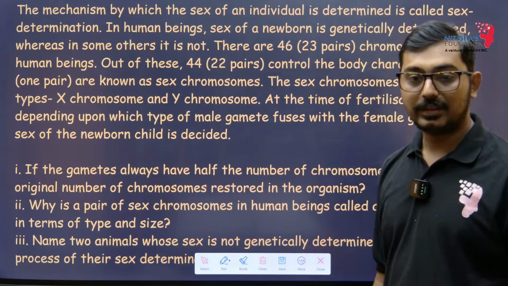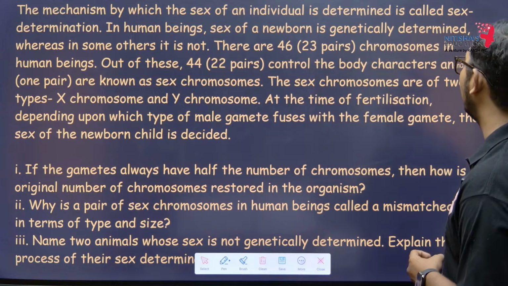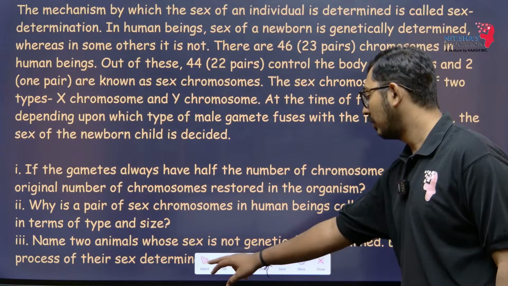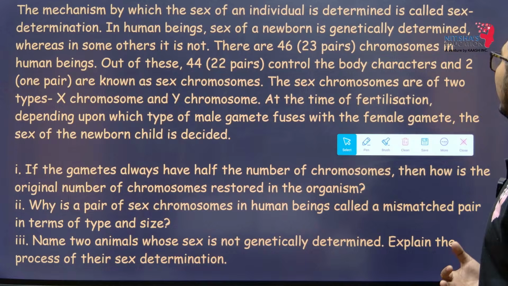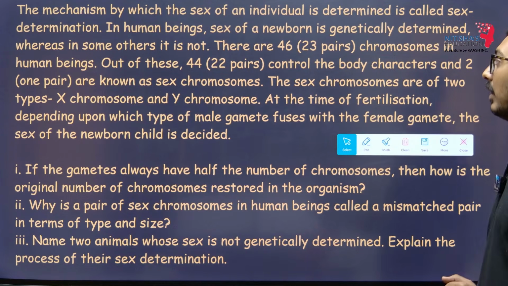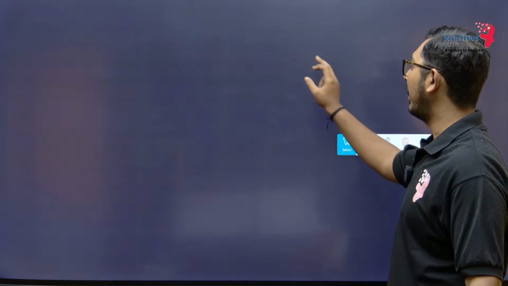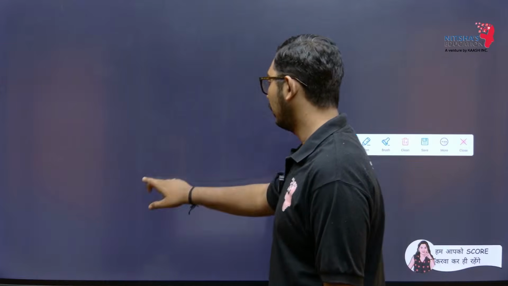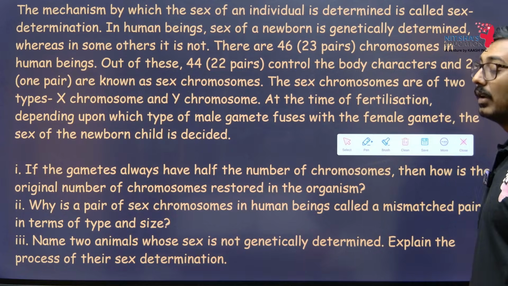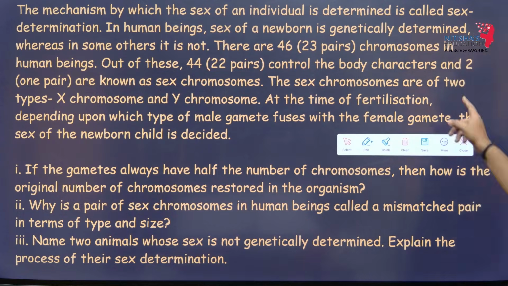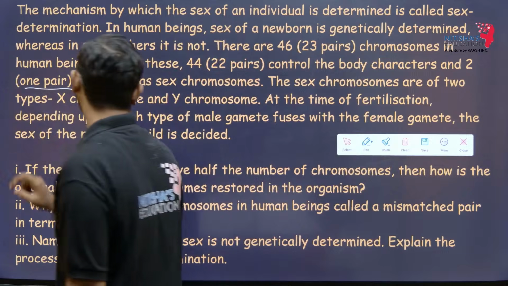Now this is a case-based question. A mechanism by which the sex of an individual is determined is called sex determination. In human beings, the sex of a newborn is genetically determined, whereas in some other organisms it is not. There are 46 chromosomes, in pairs of 23. In humans, 44 are controlled by body characteristics, and two chromosomes, or one pair, are the sex chromosomes.